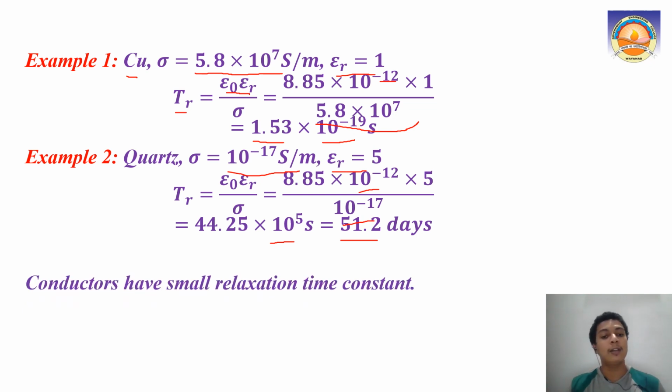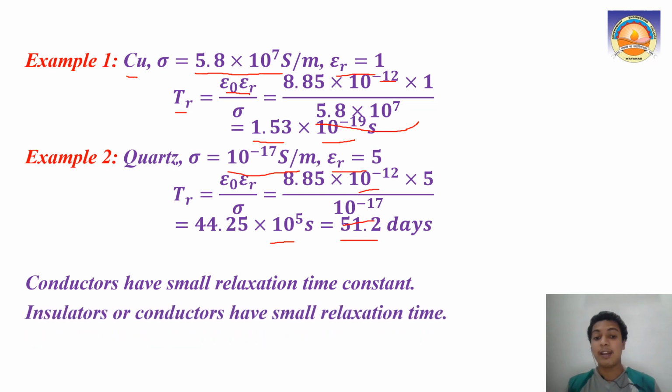So we can conclude that in conductors we have a very small relaxation time constant, and in a dielectric we have very high relaxation constant. Okay, here I have written it very badly. I am really sorry. So conductors have a small relaxation constant, and the insulators will have a what? High relaxation constant. Okay, insulators will have high relaxation time constant. So that is about our relaxation time constant.